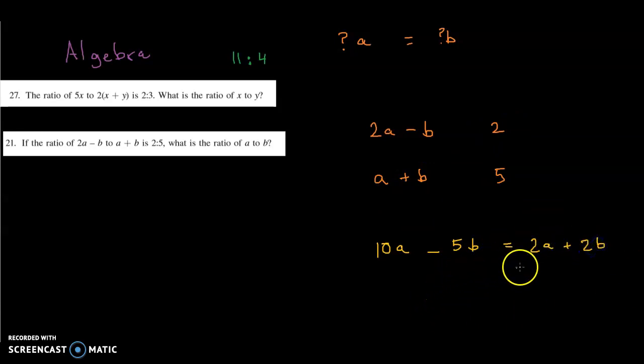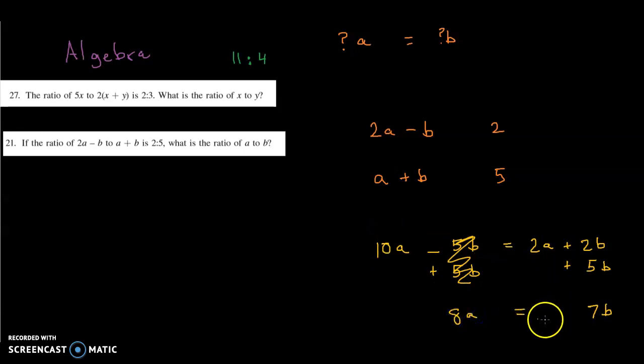Okay, I'm going to move the b's over here. So I'm going to add 5b. It doesn't really matter. I just like to avoid negatives as much as possible. So that means this is gone. And that gets me to 7b, right? We have 7b's over here. And if I subtract 2a from both sides, we end up getting 8a on that side.